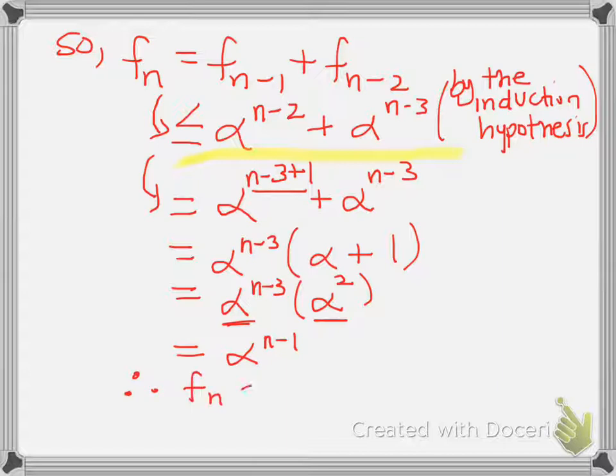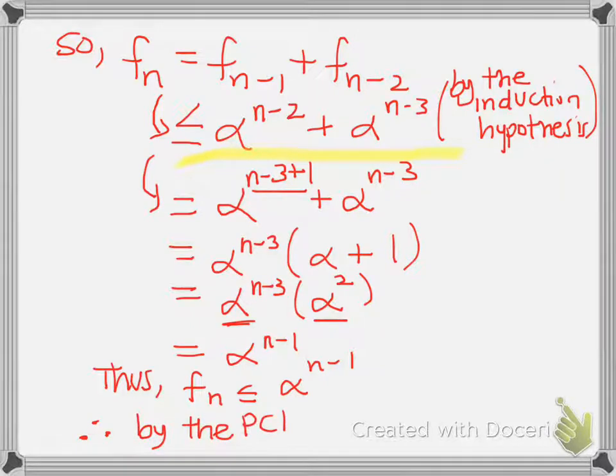And so therefore f sub n is less than or equal to alpha to the n minus 1, and thus, by the PCI, f sub n is less than or equal to alpha to the n minus 1 for all n greater than or equal to 1. This definitely deserves a QED.